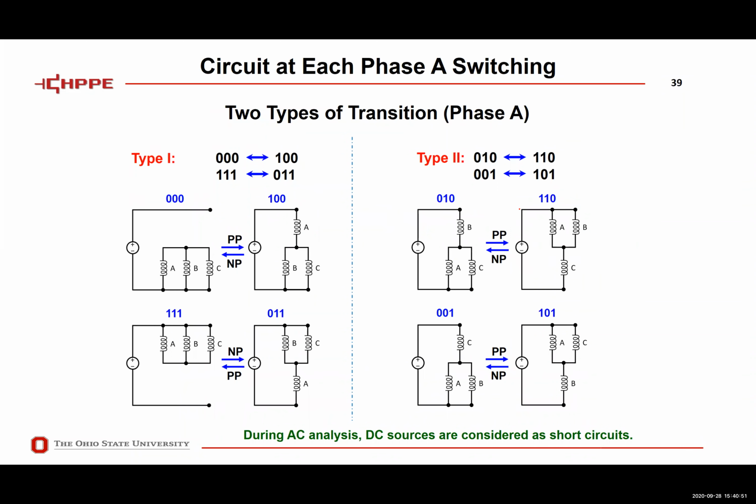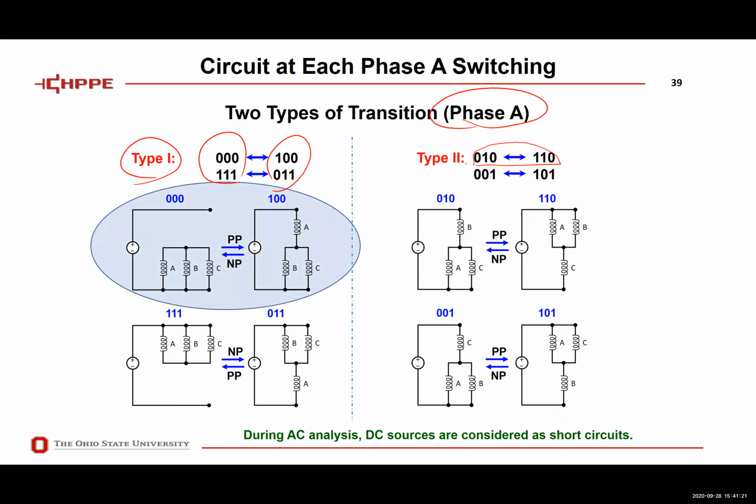And then before we do that, we need to look at how the windings are connected for three phases. For example, for phase A, you have two types. Type 1 is like the transient between 0 states and a non-zero state. And type 2 basically is just the transients between the active states. Then you can see all the circuit connections when you go from one switching status to another switching status.